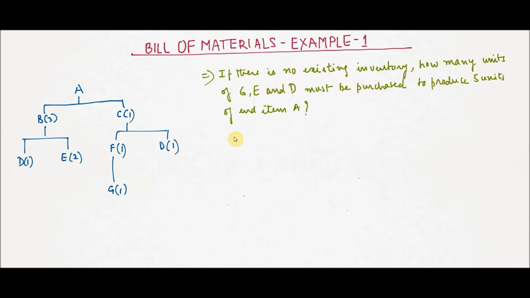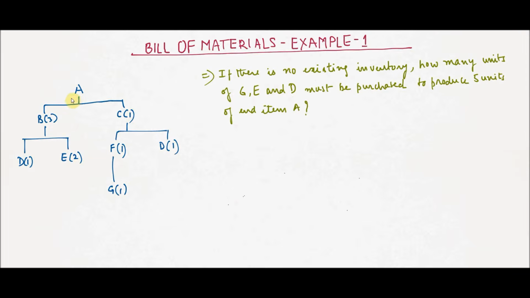So let us look at an example of bill of materials. In this example, we have been given this BOM where the end item is A, and A has components B and C, B has components D and E, and C has components F and D, and F has G. As you can see in this BOM, the usage quantities have been mentioned in parentheses.